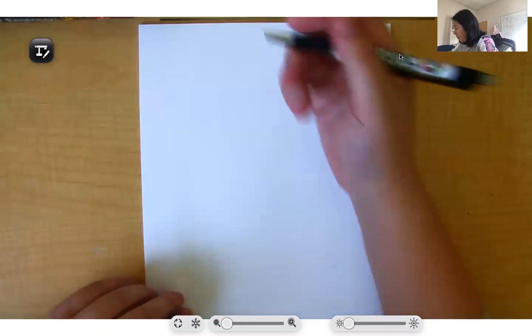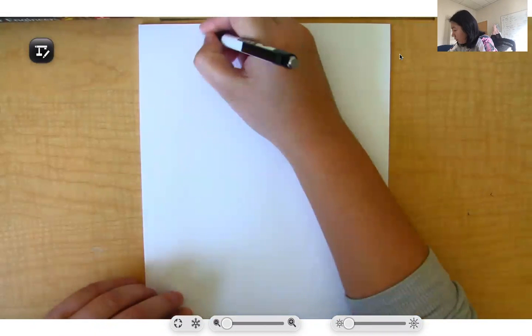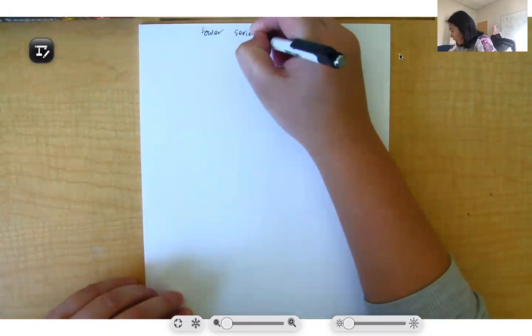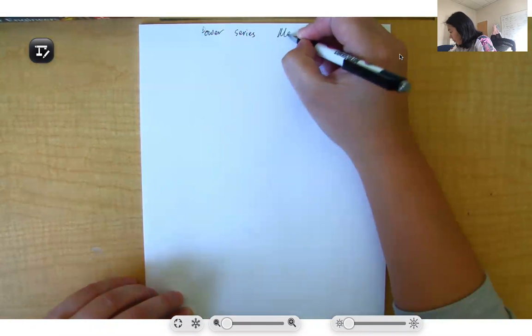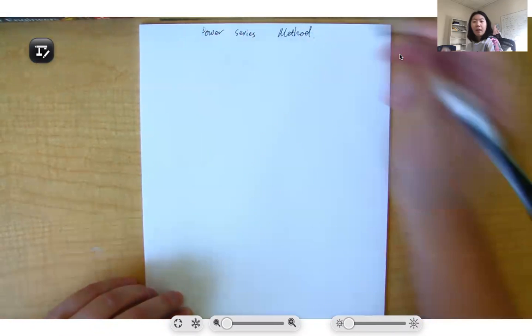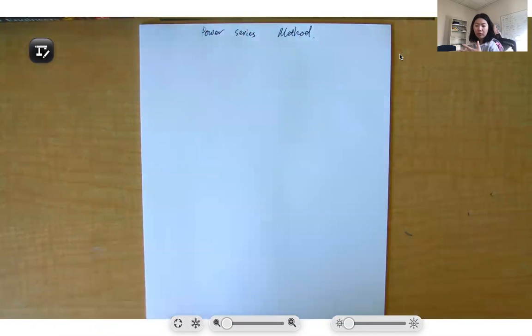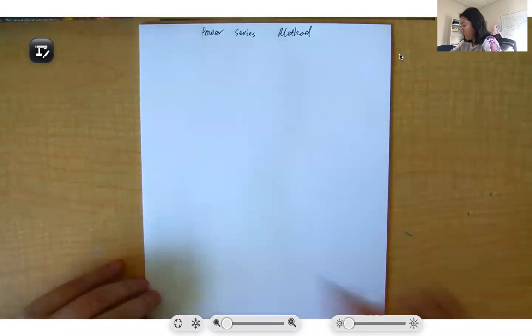So the next topic we will talk about is power series. Okay, power series method. As per usual, we will talk about why we introduced this method. What is the motivation behind this power series method? Okay, so the motivation.